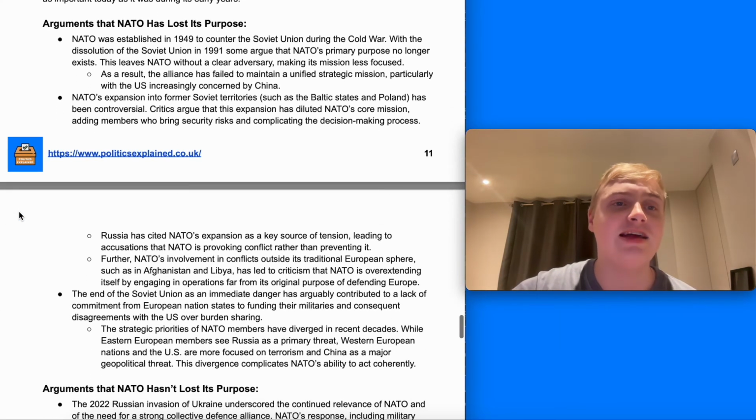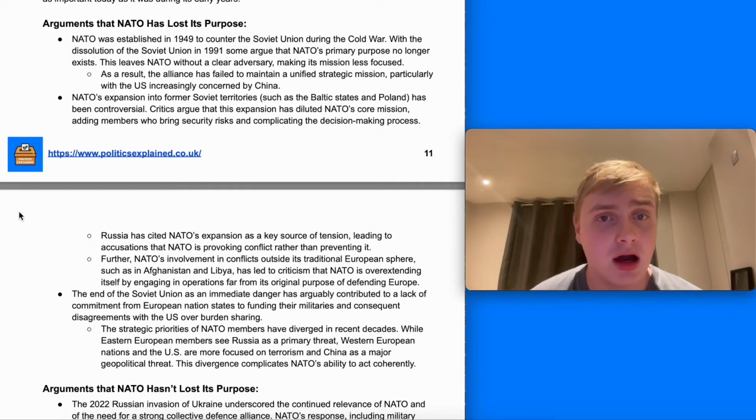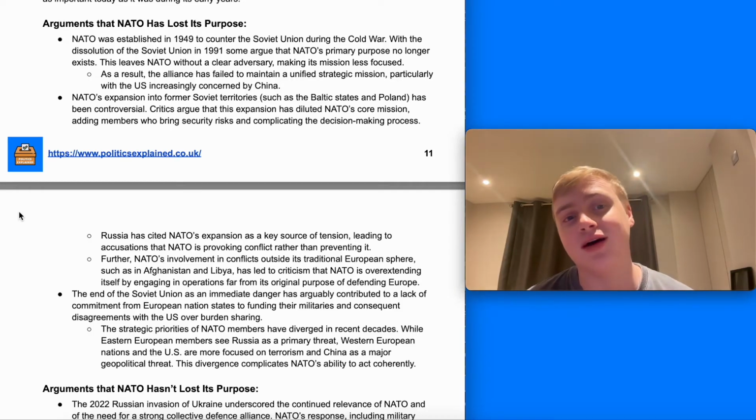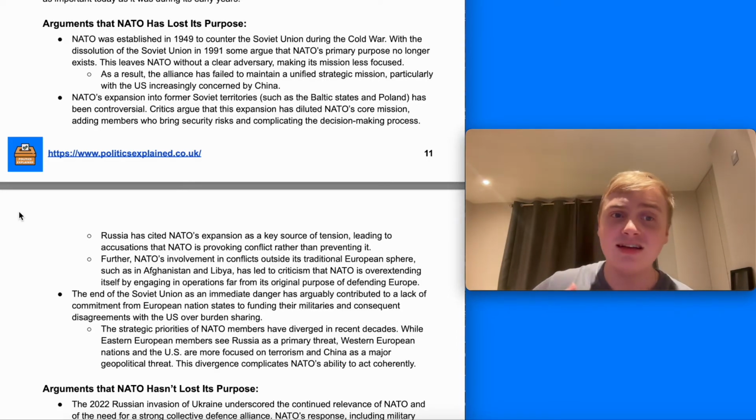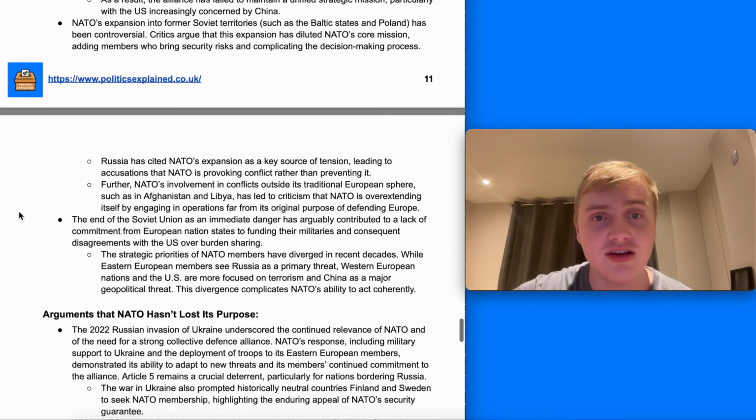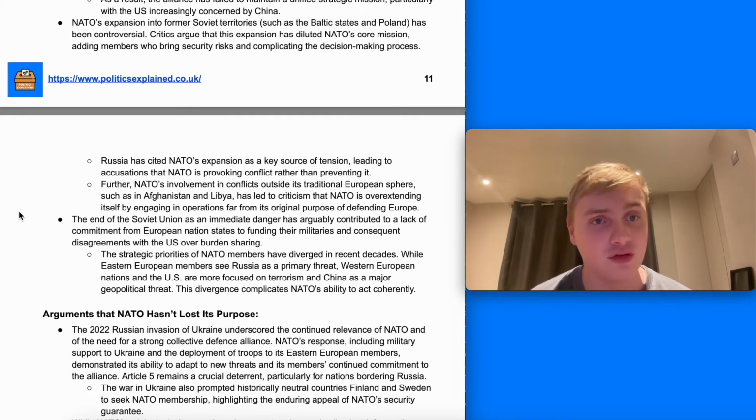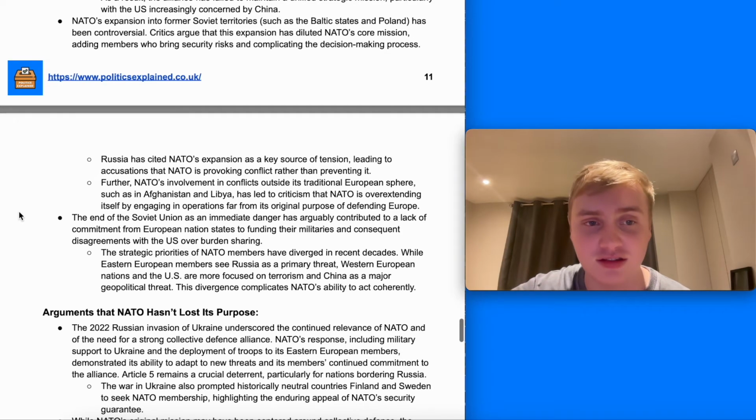So, the argument that NATO has lost its purpose is that after the dissolution of the Soviet Union, NATO's primary purpose no longer exists. It leaves NATO without a clear adversary, making its mission much less focused. And as a result, it's failed to maintain a unified strategic mission, particularly with the US increasingly concerned by China as its key strategic competitor. NATO's expansion into former Soviet territories, such as the Baltic states and Poland, has been controversial.